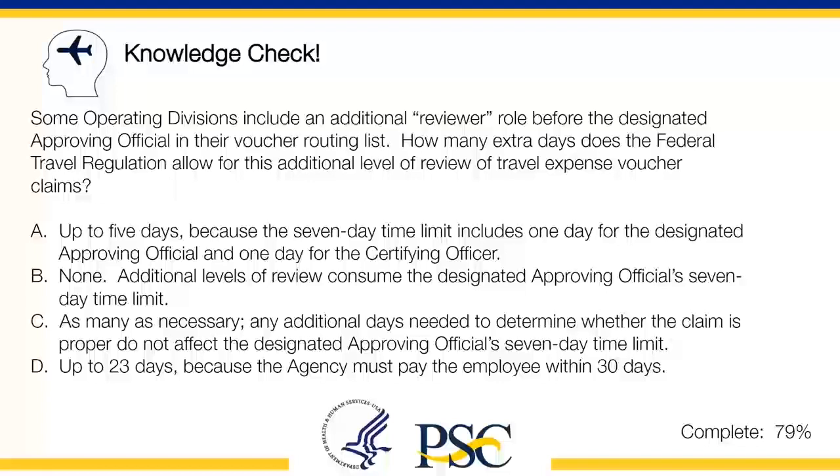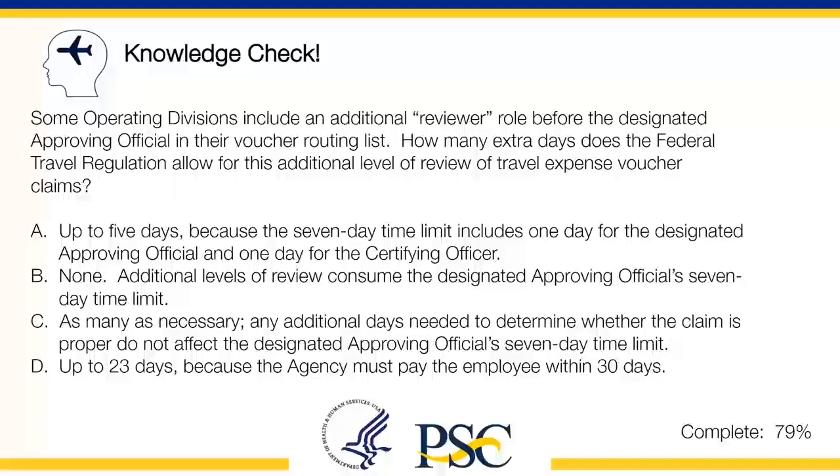How many extra days does the federal travel regulation allow for this additional level of review of travel expense voucher claims? A. Up to 5 days, because the 7-day time limit includes 1 day for the designated approving official and 1 day for the certifying officer.